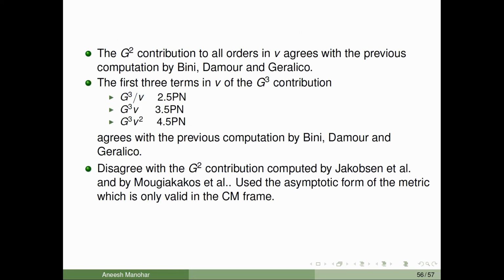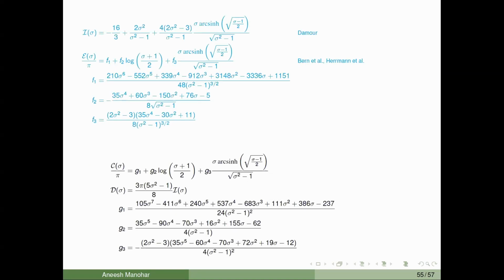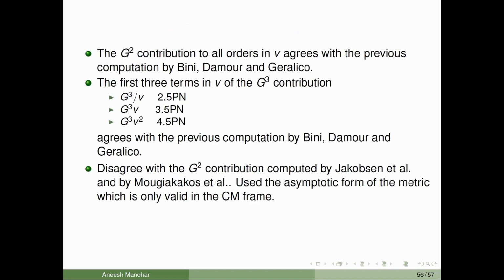Now, the G squared contribution was done previously to all orders in V by Bini, Damour, and Geralico, and we agree with that. The G cubed contribution was done by the same group, but in the PN expansion, so they did the first three terms, G cubed over V, V, and V squared. And if you take the results on the previous page, which is true to all orders in V over C, and expand out, the first three terms agree with what they have, but we have higher order, we have the full expression in V.